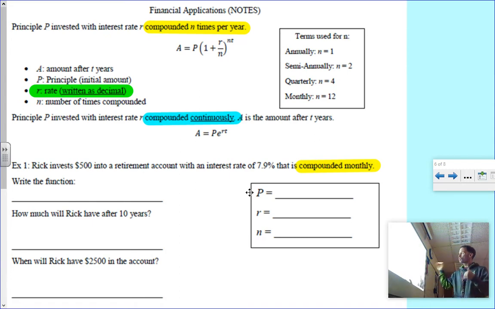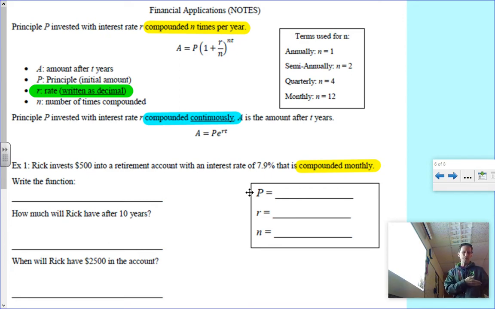So again, there are two different situations. On the top part, what I've highlighted in yellow is when you have an account that's being compounded a certain number of times per year. And that's the formula. So let's talk about what those different variables mean. The A is how much you're going to have after so much time has passed. And remember, the T, the time we're talking about in these problems, is always going to be in years, always in years.